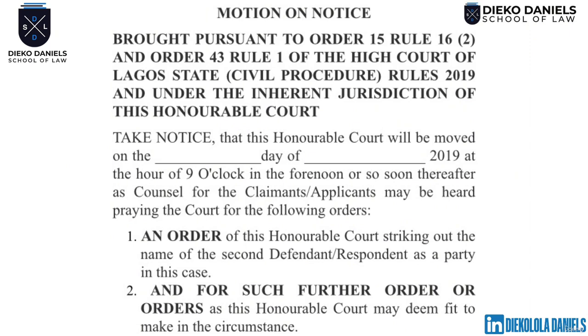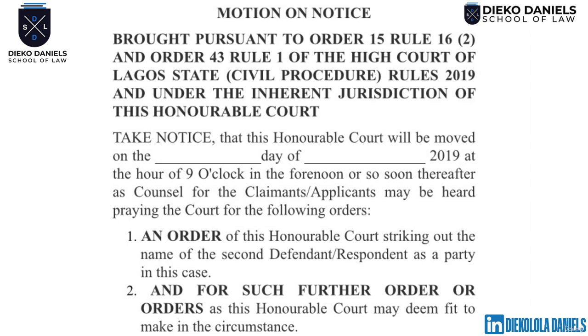Now, an order of this honorable court striking out the name of the second defendant/respondent as a party in this suit. Can you see the difference? That one says an order joining Musa Adaka. He named the person as the second defendant. This one says an order striking out the name of the second defendant. He didn't need to mention the name because the court already knows it. In the case of Musa Adaka, the court did not know the name, so you have to say joining who? Musa Adaka as the second defendant. This one, we are striking out the second defendant.